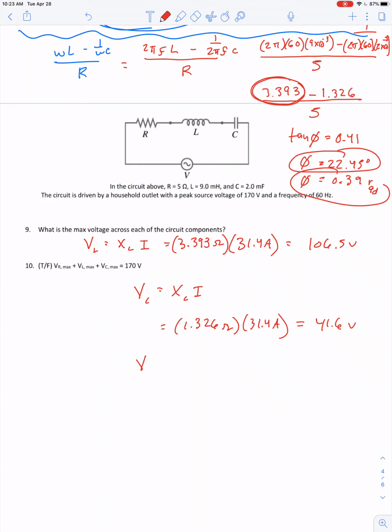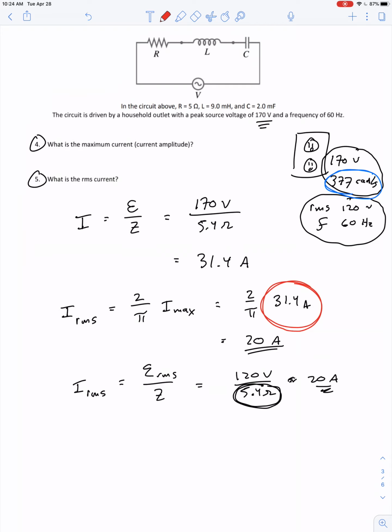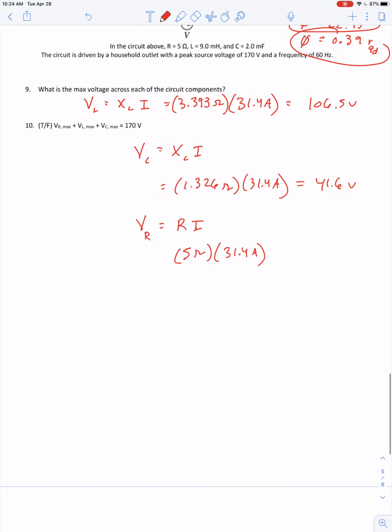The maximum voltage across the resistor is the resistance times the maximum current. So this is 5 ohms multiplied by 31.4 amps. This gives us 157 volts.